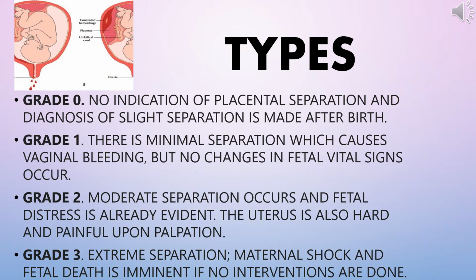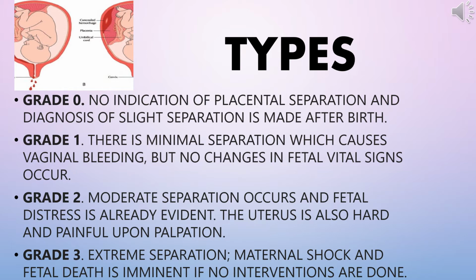Next are the types. Here are four types. First one is grade 0. In grade 0, there is no indication of separation of the placenta and a diagnosis of slight separation is made after birth. Grade 1 is minimal separation, which may cause vaginal bleeding, but there will be no changes in the fetal vital signs. In grade 2 of abruptio placentae, there will be moderate separation and fetal distress will also be evident. The uterus will be hard and painful when palpated.